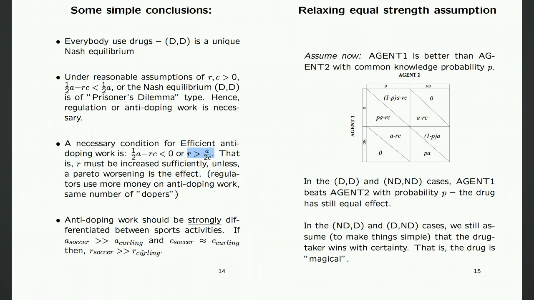This seems to correspond reasonably with reality, doesn't it? There isn't that much doping testing in soccer. On the other hand, there's a lot in cross-country skiing. Okay.